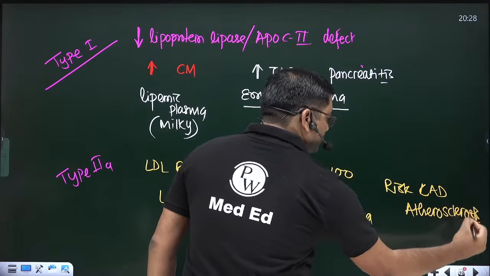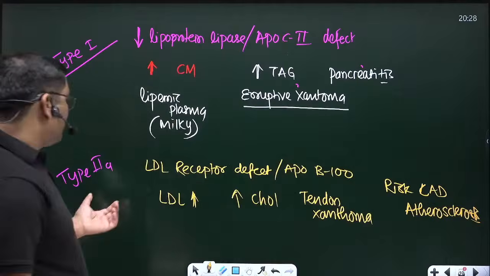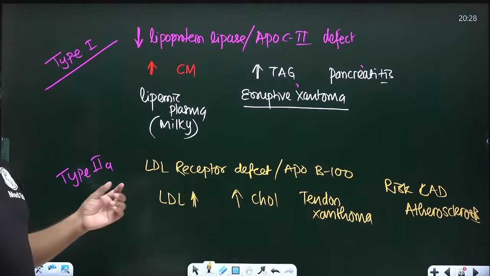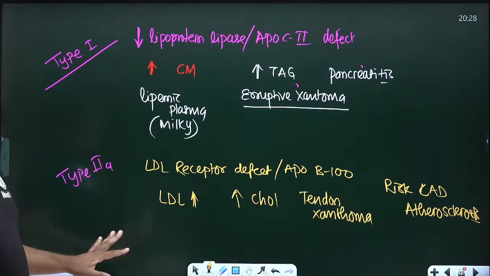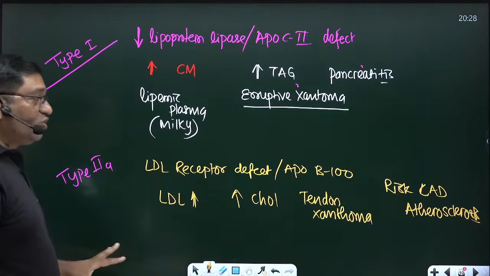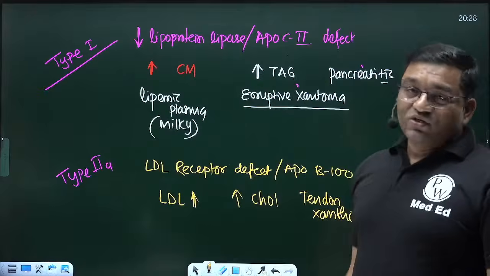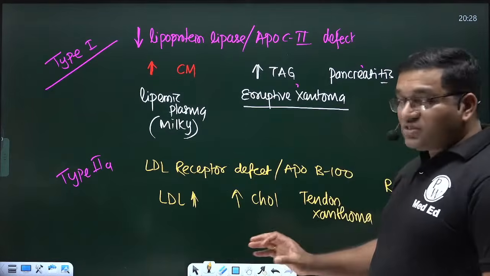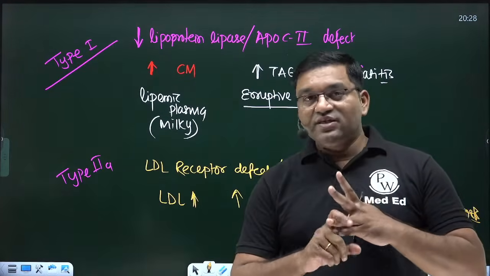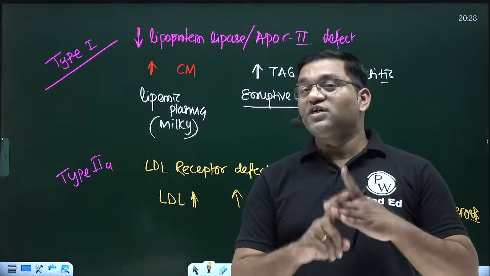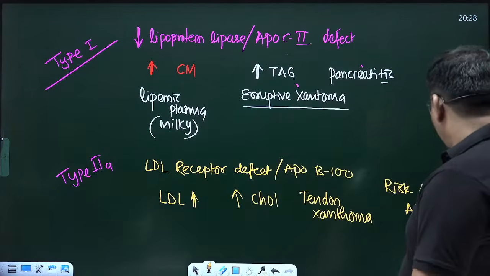So this is type 2A, familial hypercholesterolemia. Familial hypercholesterolemia. These two disorders are very, very important for your university examination. This is done with the enzyme topic, this is done with the carbohydrate chemistry and metabolism, this is done with the lipid chemistry and metabolism.